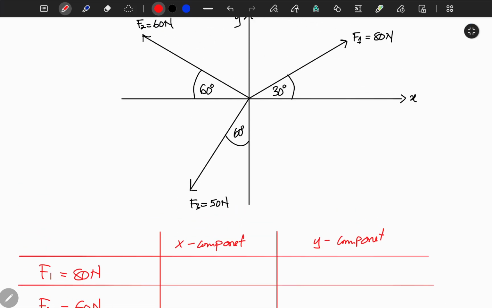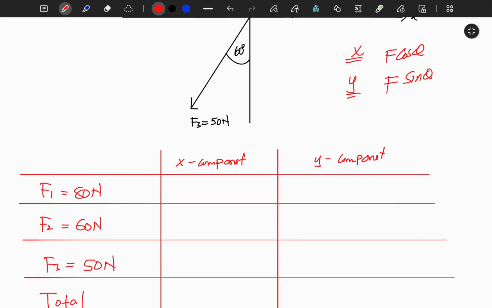So remember that the x component is always given by what? That F, that force, or that vector, times cos theta. And the y component is given by that force, or that vector, times sin what? Sin theta. Now, it depends. You use this if the angle is attached to the x-axis. You can also use F sin theta for the x-axis, if the angle is attached to the y-axis. I shall give an example.